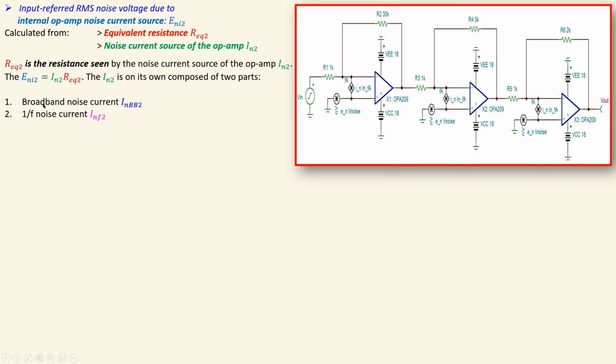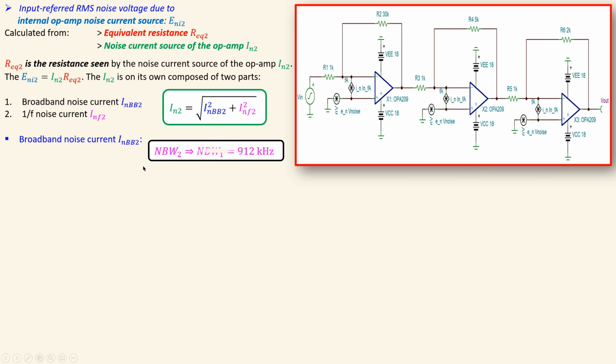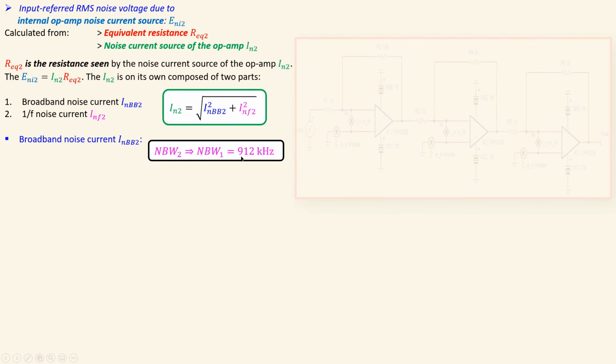We have already discussed this, the broadband and also the 1 over F noise part. Again, this formula is exactly the same as in the first stage, so I will also go a little bit faster. But now as a note, the noise bandwidth for the second stage will be used for the first stage. So in the second stage you will use the noise bandwidth of the first stage, because the first stage has the lowest noise bandwidth. So that will be also again 912 kilohertz.